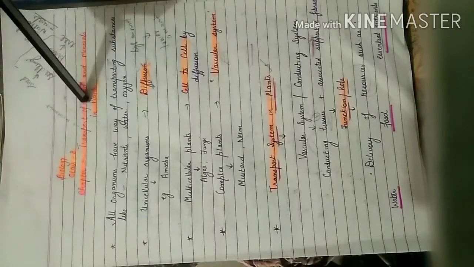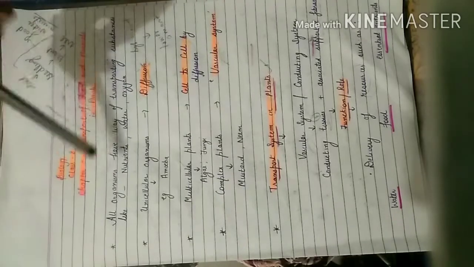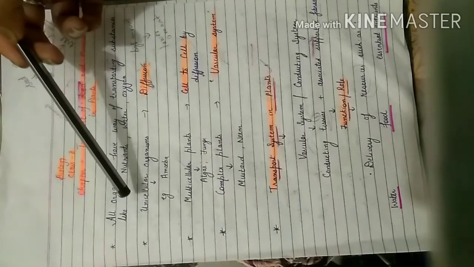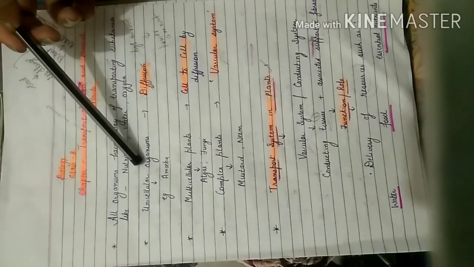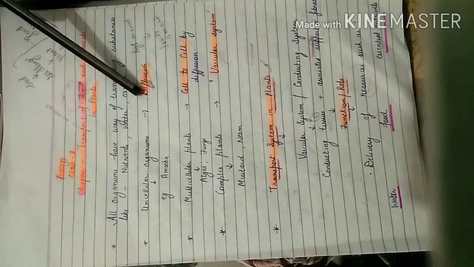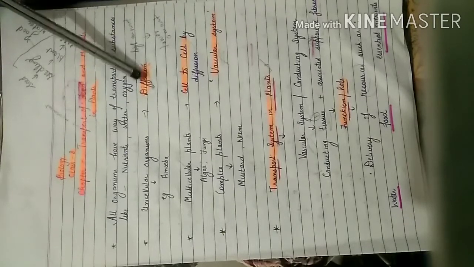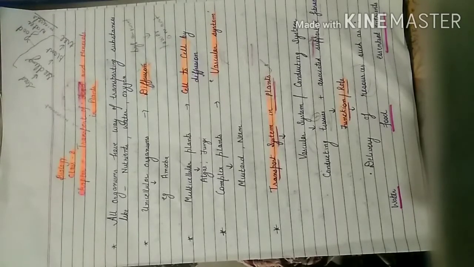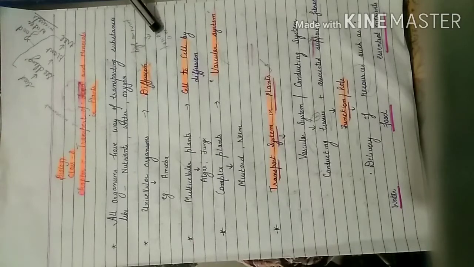taking place. So the first point is that all organisms have a way of transporting substances. In each and every organism there are special ways through which nutrients, water, and exchange of gases take place, such as in unicellular organisms. In them there is a process known as diffusion. What is diffusion? It is the movement of substance from the region of high amount to the region of low amount. That is known as diffusion.